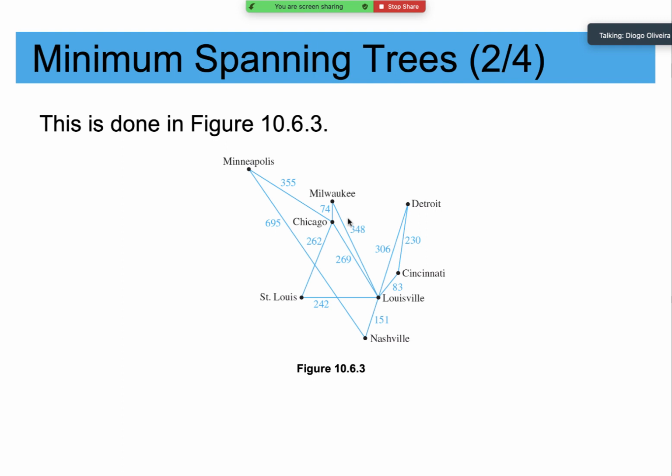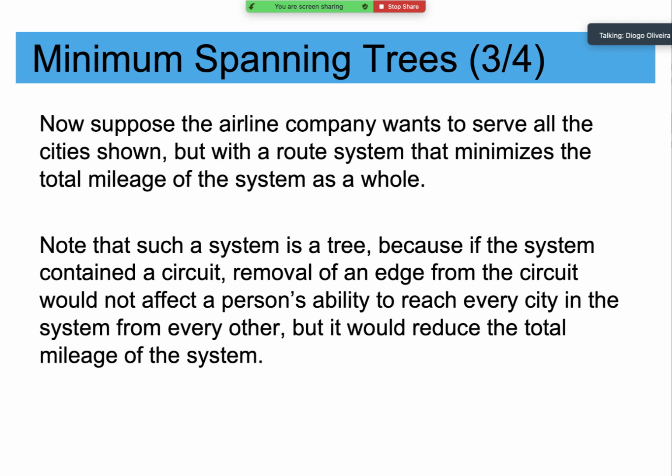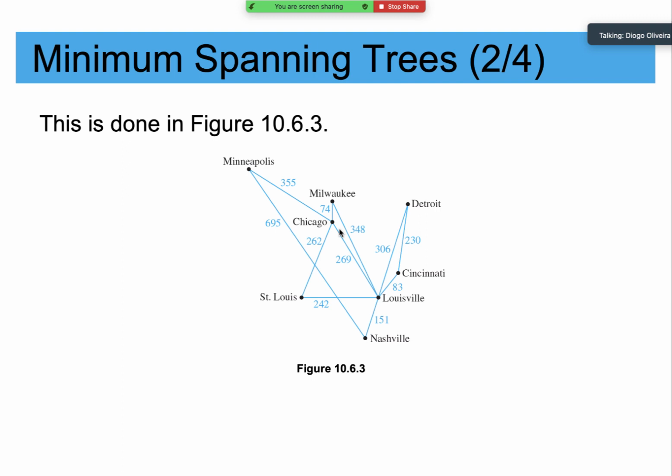Now, what we saw before is that, for example, a possible subtree would be to simply eliminate the edge between Milwaukee and Louisville. Yeah, that's right. But is that the best option? Is that the optimal option? Remember, we want to save mileage here. So the idea is to create a spanning tree, so eliminate those circuits, and at the same time find a minimum spanning tree, not just a spanning tree, but a minimum spanning tree.